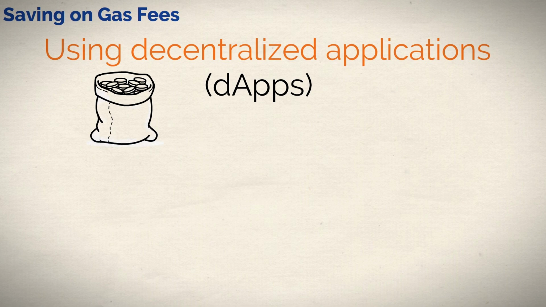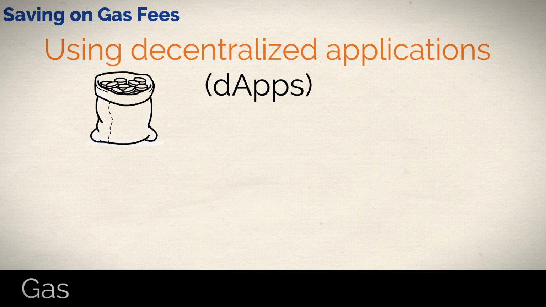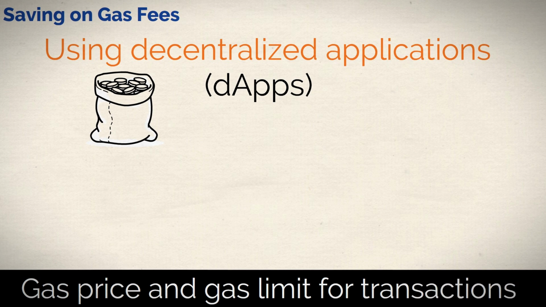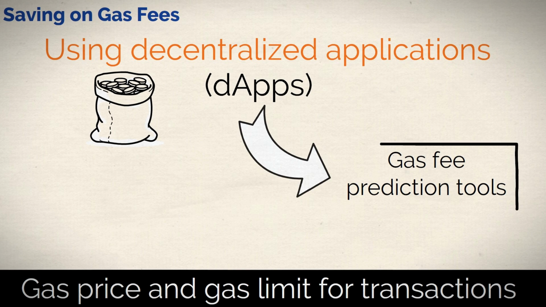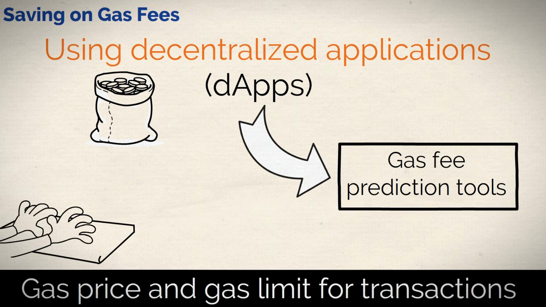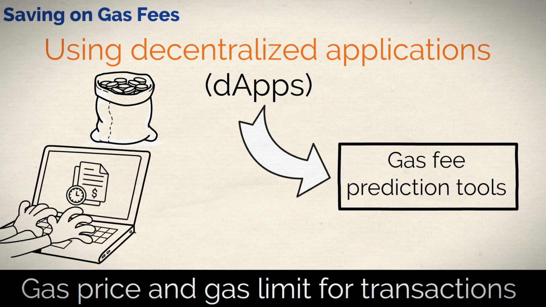Using decentralized applications or dApps that offer gas fee optimization features can also help save on gas fees. Many dApps include features that allow you to select the gas price and gas limit for transactions. Additionally, some dApps offer gas fee prediction tools. Based on current network activity, these tools estimate the gas fees required for a transaction.